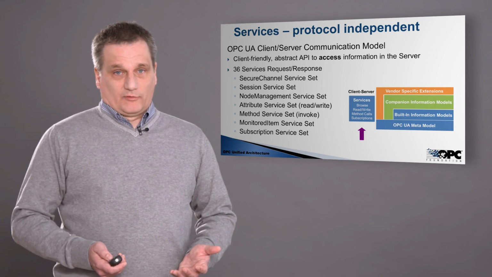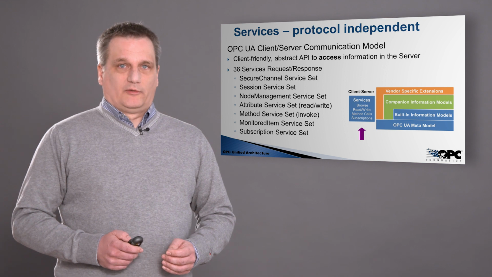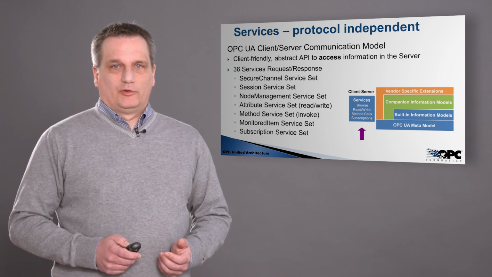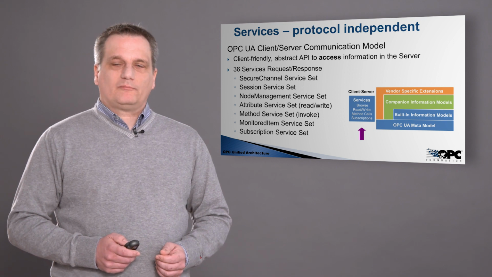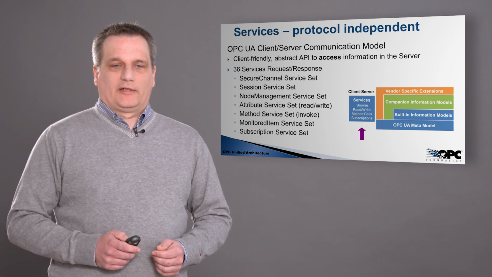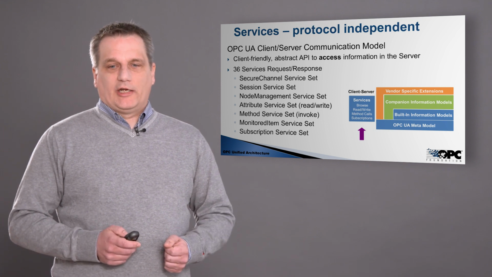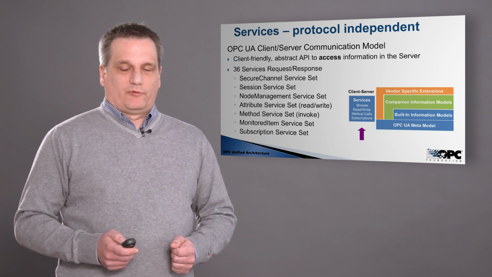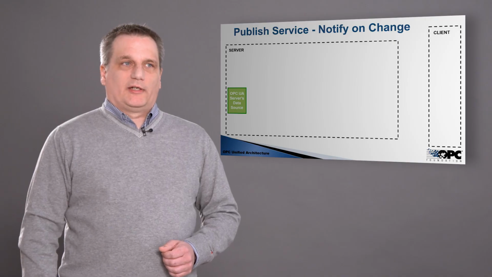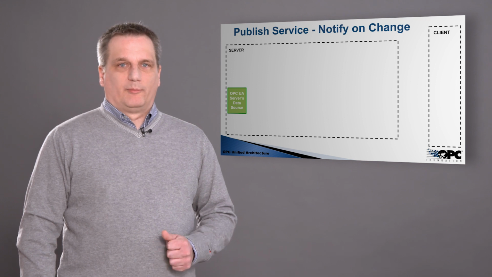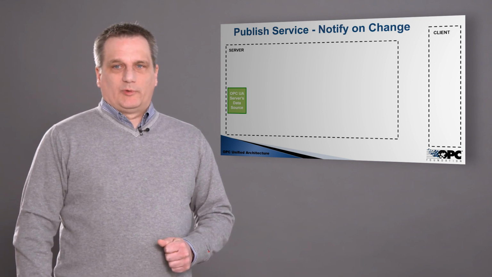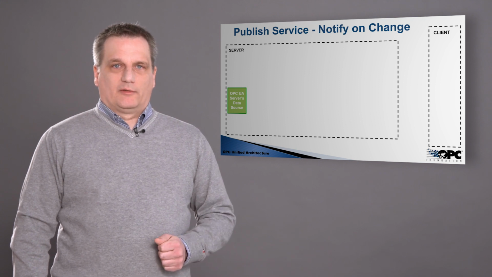We have an attribute service set, which is maybe most important because it has a read and the write access to the attributes, so to the values of a node. And we have the monitored item service set, which is to notify on change. And we have the service set for methods to invoke method calls. And so all these services are predefined by the OPC Foundation, and they are an abstract API to access the information in the server. On the left side, we have the server with the information, and on the right side, we have the client that wants to access this information.